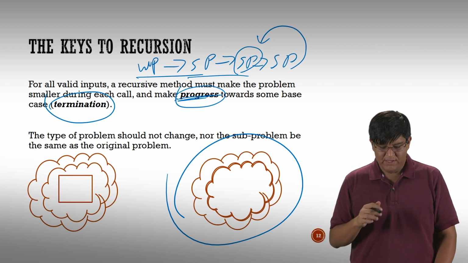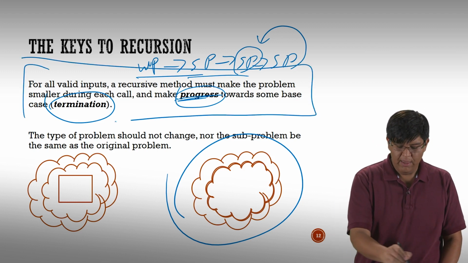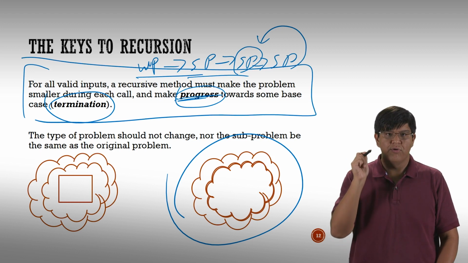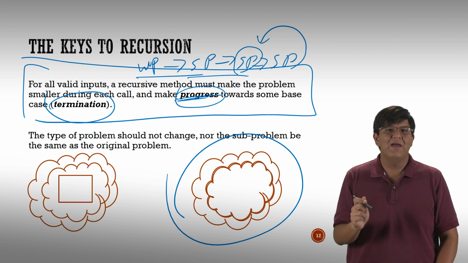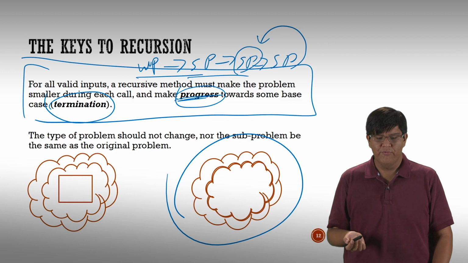All right, so those are two things that I need to do. And this is actually true for all algorithms. This is actually kind of key. All algorithms, recursion or otherwise, should always make progress towards some termination condition. If you don't have that, you have algorithms that run forever and don't actually get you back a result. So this is a very general rule.